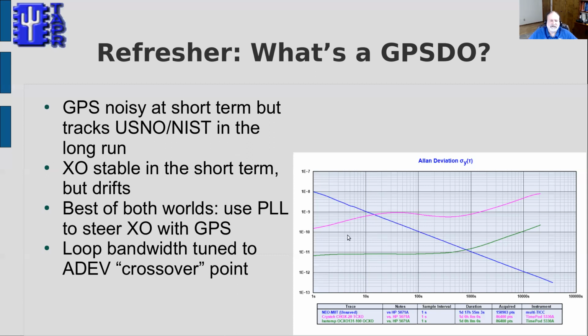The idea behind the GPS-DO was to have a bandwidth of the phase lock loop to catch these crossing points, and have the control essentially transition from crystal to GPS at the crossover. You can see with a low quality oscillator, the crossover happens at a shorter time interval. This is about 15 seconds. With a higher quality oscillator, the crossover happens later, and you need a much narrower loop bandwidth to take advantage of that.